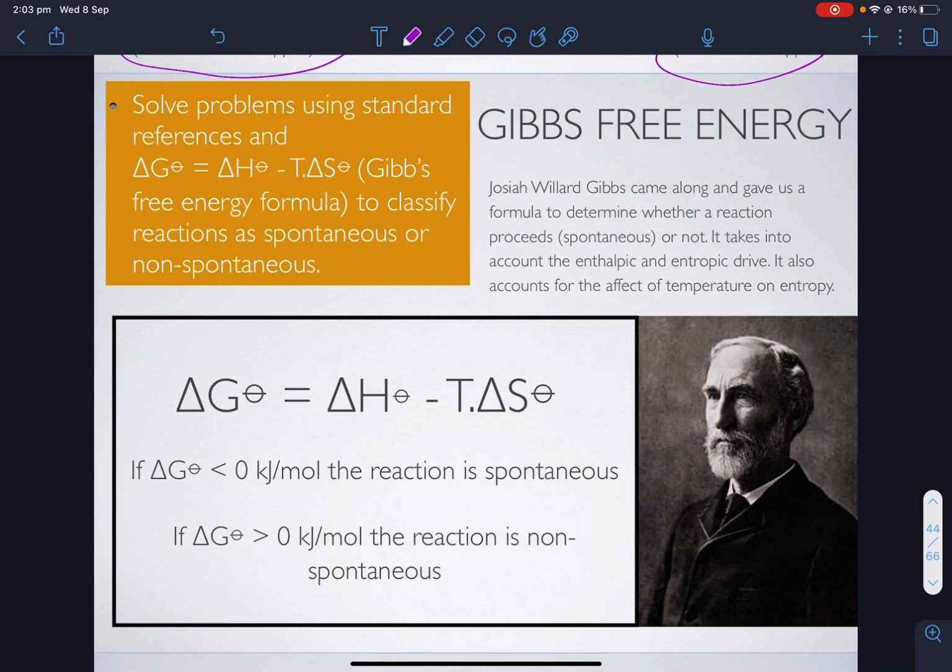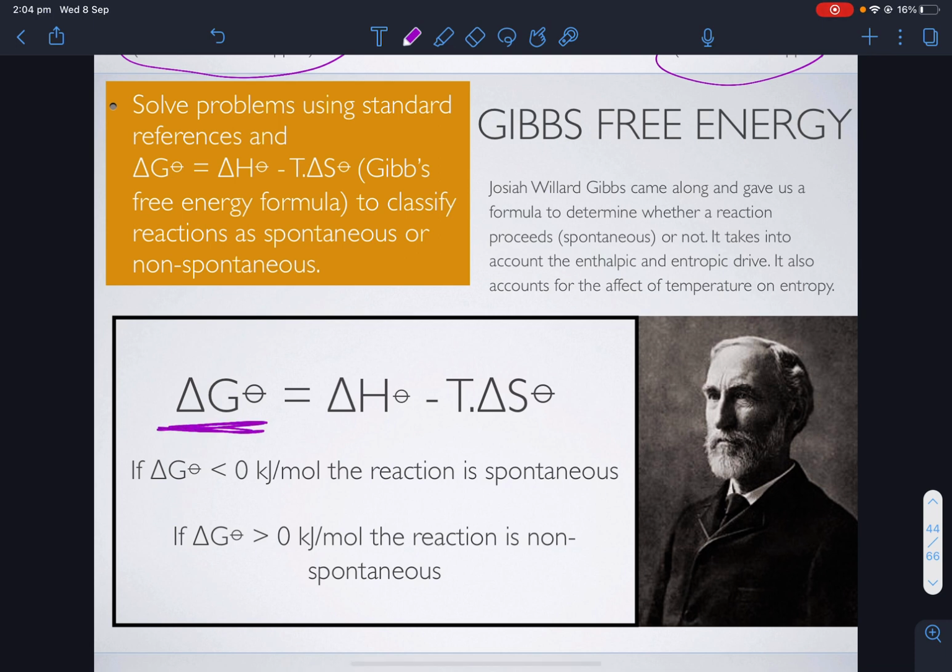It's a seesaw. And we'll start to talk about it now. So it's quantifying whether it will be spontaneous or not, okay? It also accounts for the difference of the temperature effect on entropy, okay? So here it is here.